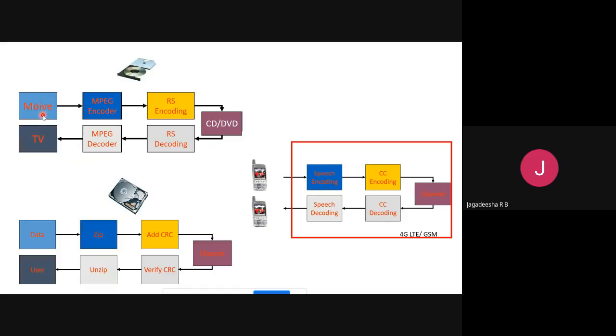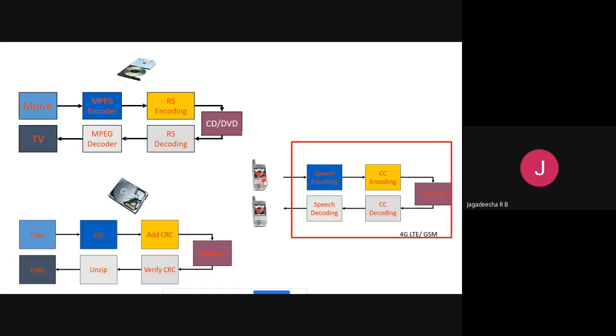So here is the source, which is a movie, and here is the destination. You have a TV here, and this information is stored here instead of transmission. Instead of a channel, here the data is stored. Similarly, this is the scenario of a hard disk, and this is the scenario of mobile communication.